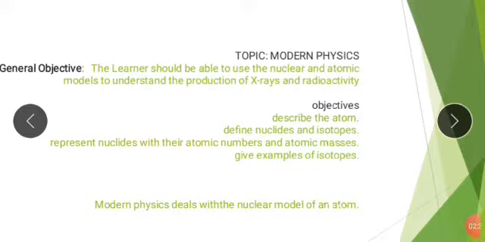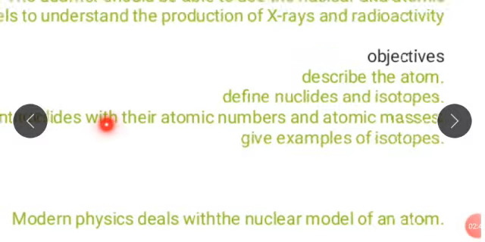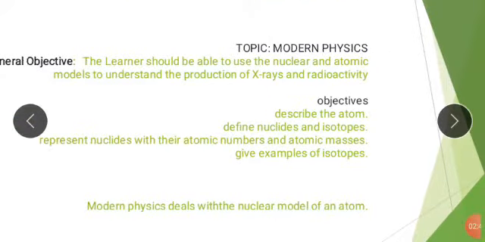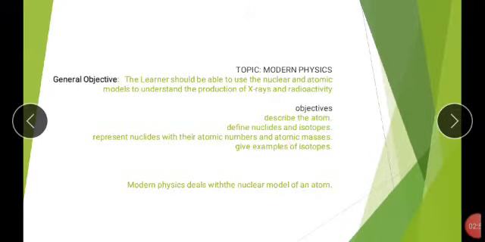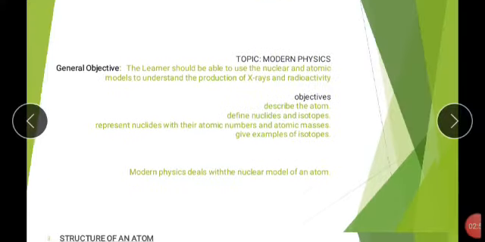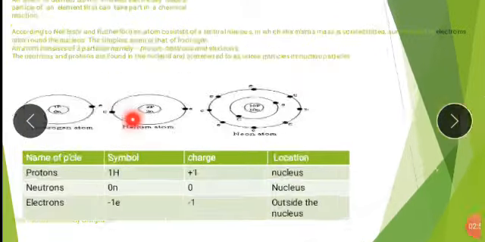So in this lesson, we are going to know what an atom is. We shall be able to know what nuclides are. We shall be able to know what isotopes are. We shall be able to define atomic mass and atomic number. Now, let's look at the structure of an atom.